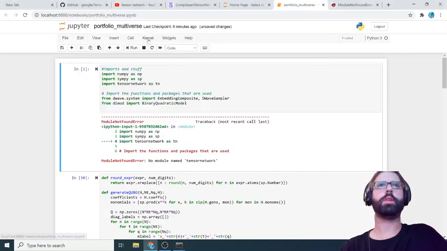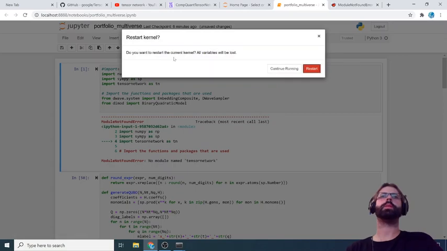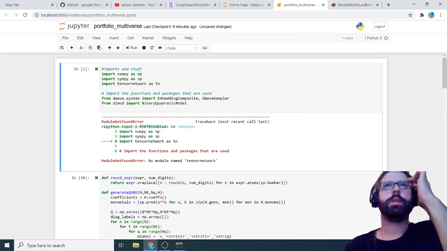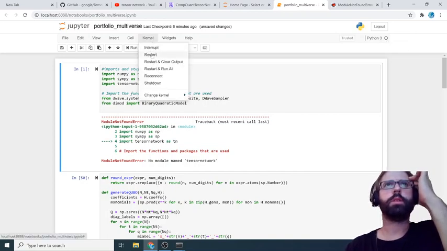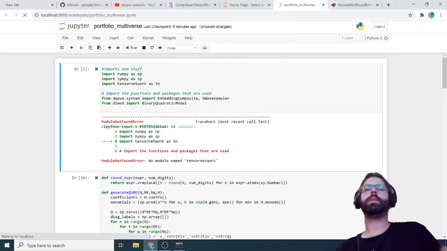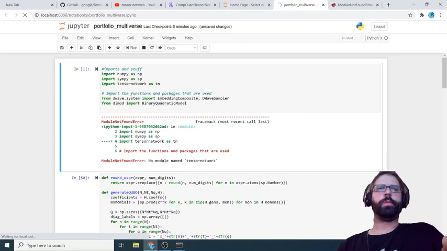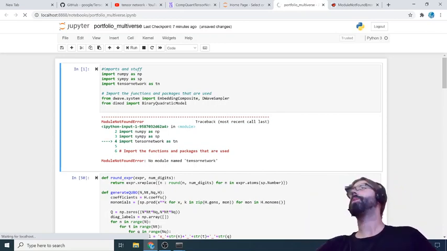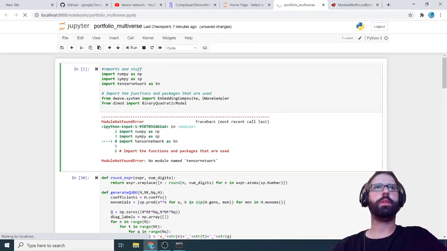Cool, and now if I just restart the kernel, how do I know what's the status of the kernel? Kernel idle. Restarting kernel. Okay. Refresh. I hope this works now. Otherwise I have to leave the video here because it's really short. I don't have much time left.